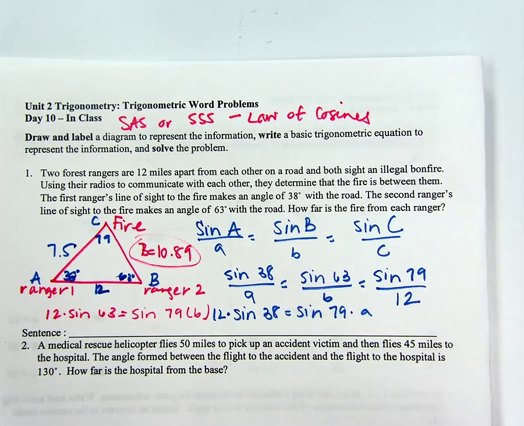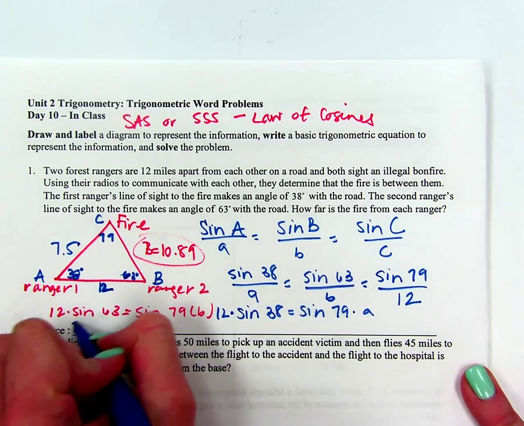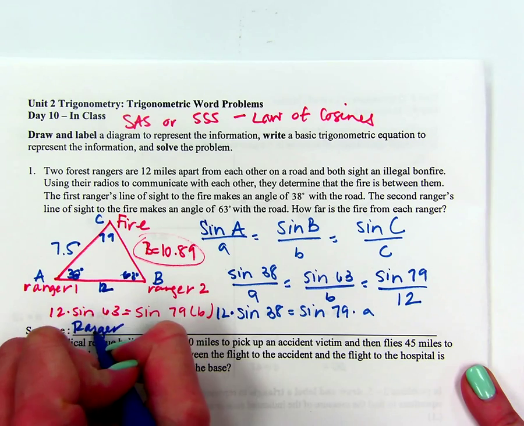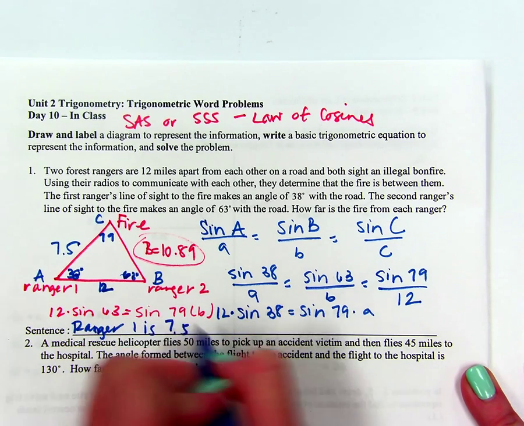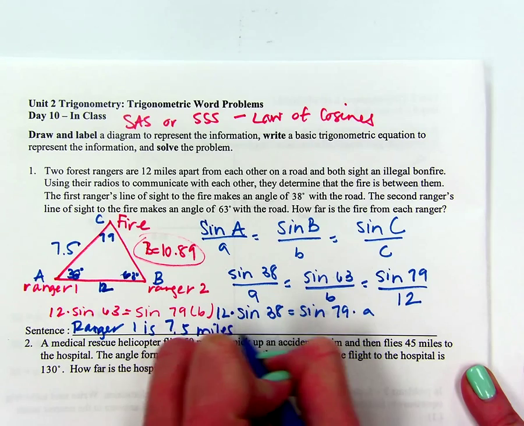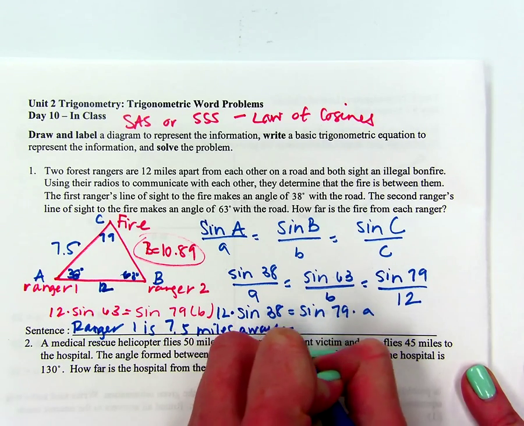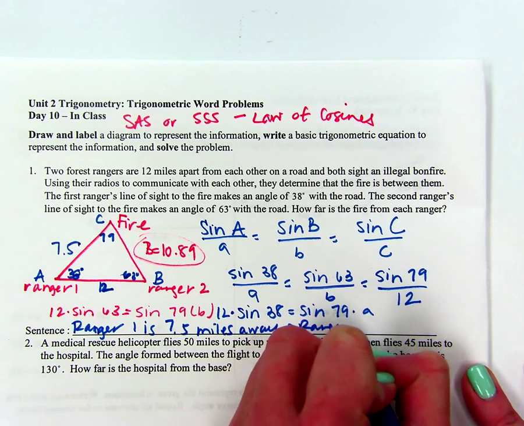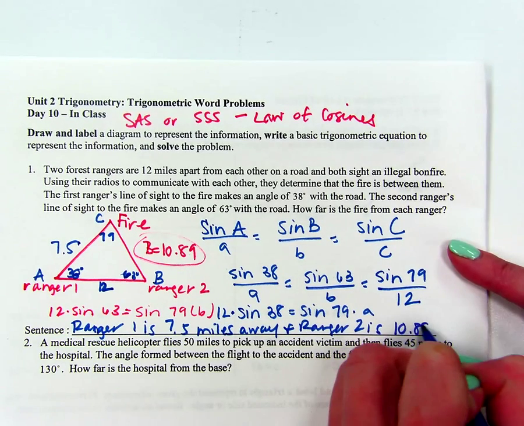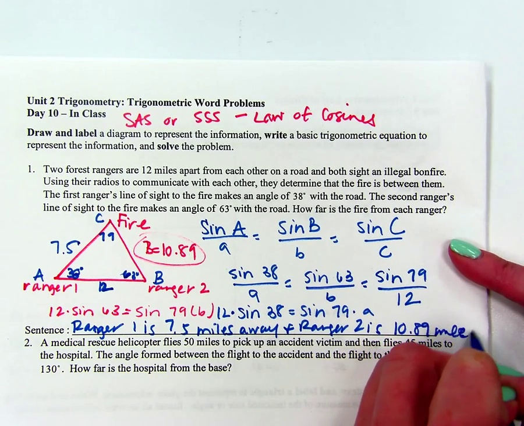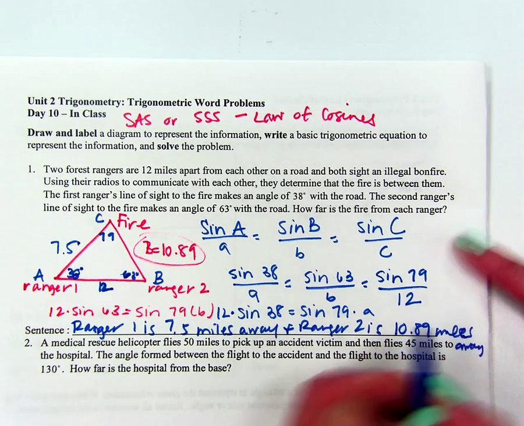So it asks how far is the fire from each ranger. So you can say Ranger 1 is 7.5 miles away, and Ranger 2 is 10.89 miles away. So there's the first one.